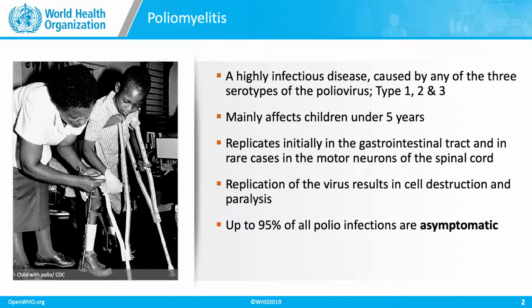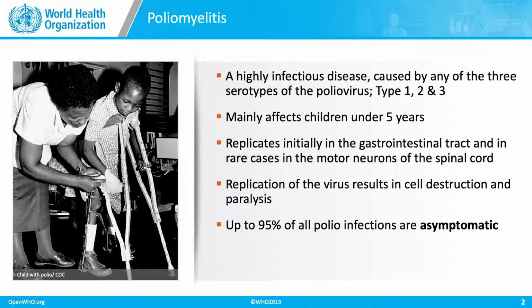Polio is a highly infectious disease caused by any of the three serotypes of poliovirus, types 1, 2 and 3. We will discuss more about the three serotypes later in the course. The poliovirus mainly affects children under 5.